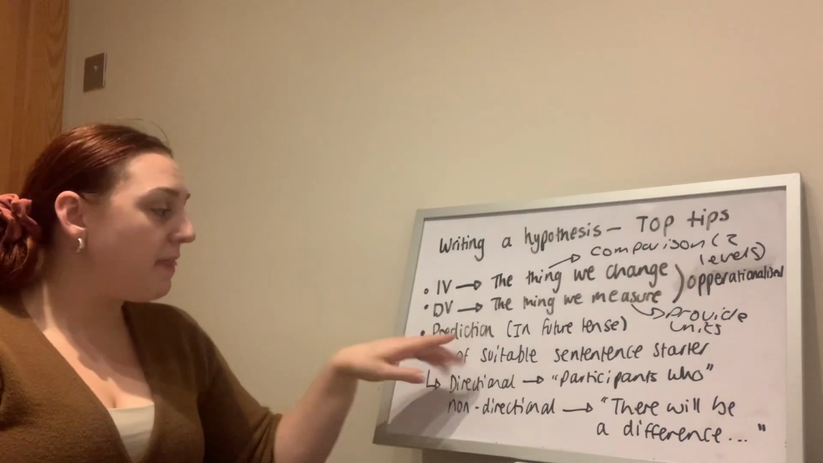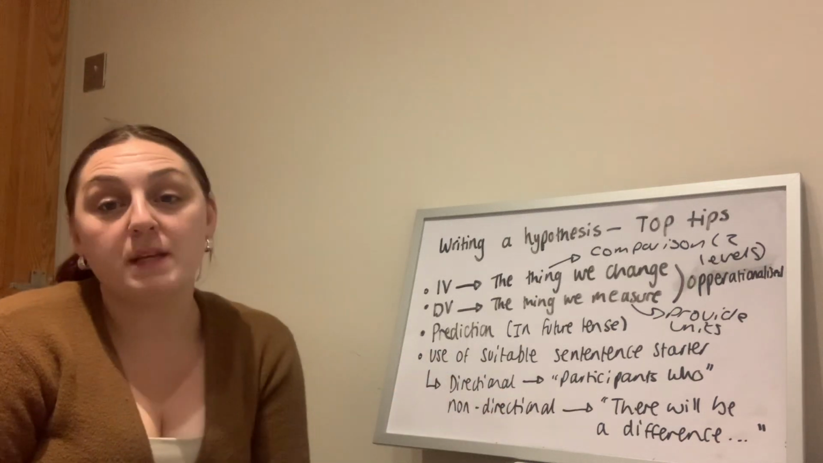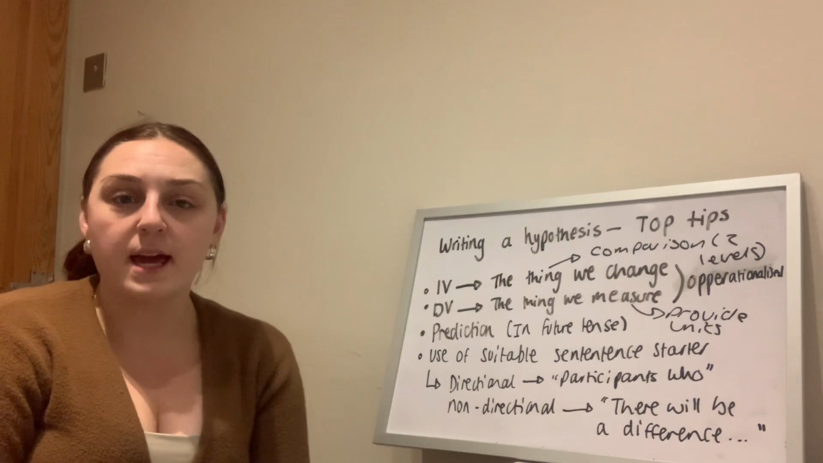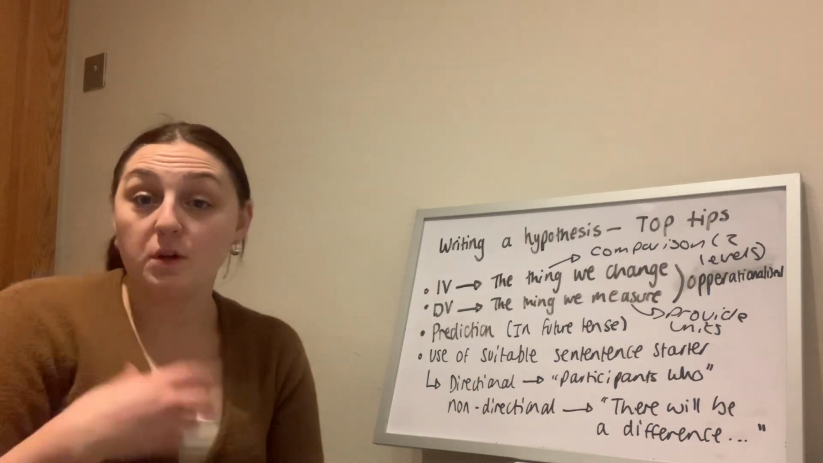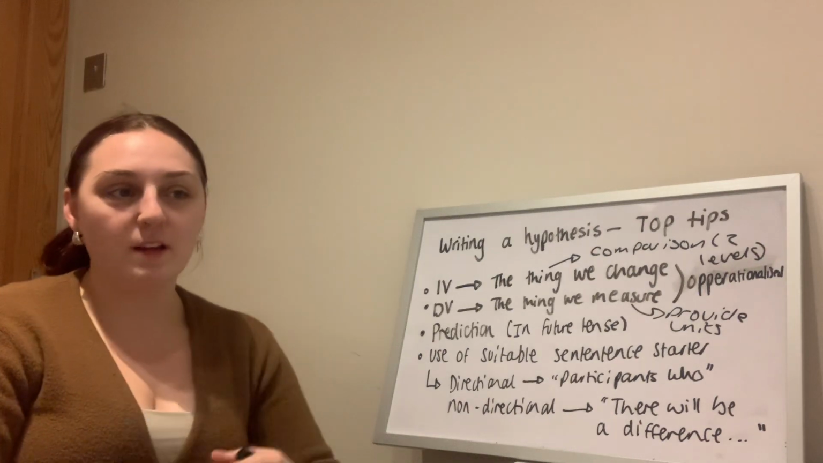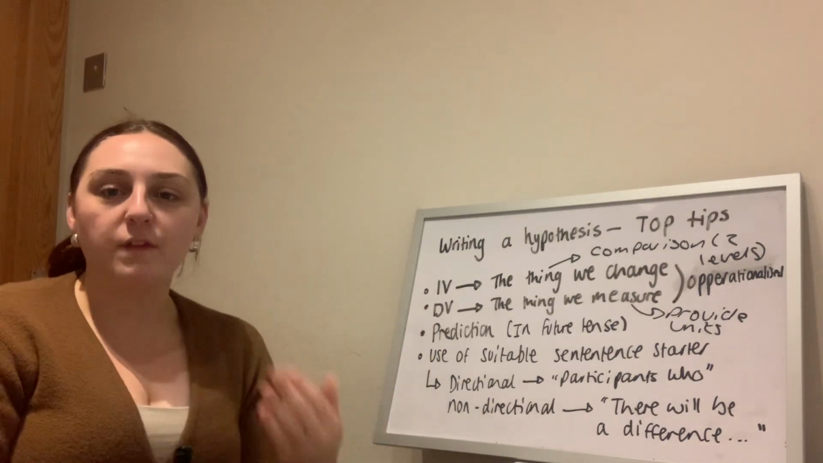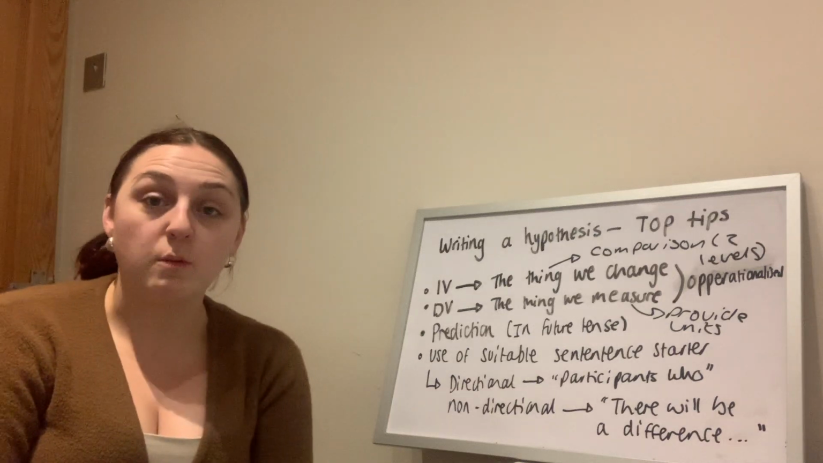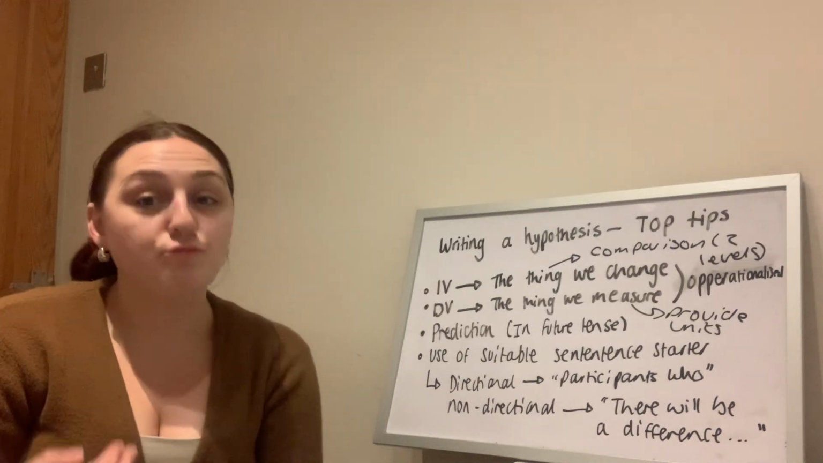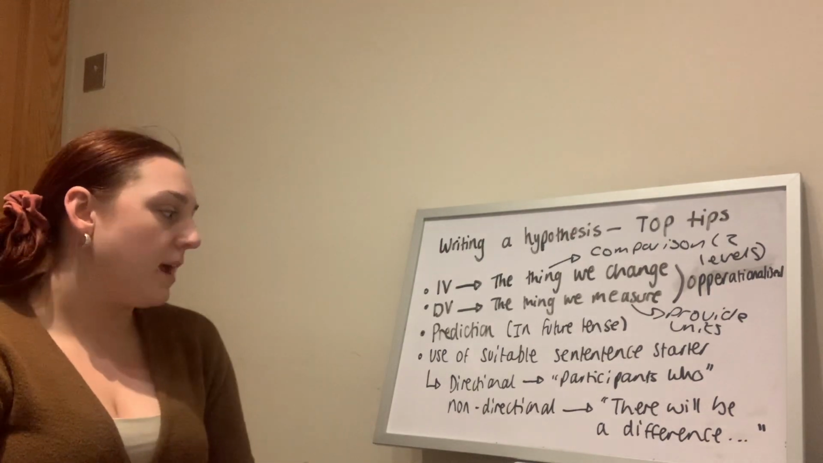So once you've got your operationalised variables or you've picked them out of the stem, you need to put them together in a prediction. Remember, because you're predicting something, it's got to be in the future tense. You can't say what has happened or what did happen because it hasn't happened yet. So you've got to write participants will. This is going to happen. So make sure that the language and the tense that you're using when writing a hypothesis is really clear and specific. Okay, you've got that language correct.